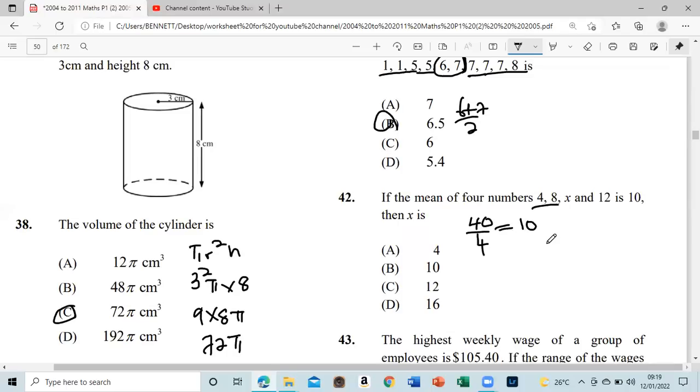So 4 plus 8 plus 12. We just need to figure out the total of this. So this is our 12 and 12, 24. So how much more do we need to make 40? So it's 40 minus 24.